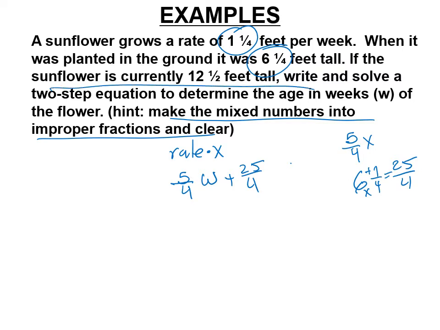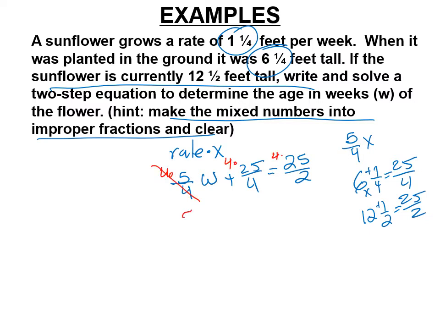We're currently at 12.5. Our total height here is 12.5, right? 2 times 12 is 24 plus 1 is 25. Whoops, 25 halves. I almost thought it was 25/4. So that's 25 halves. All right, so now we have a bunch of fractions. What do we multiply by to clear them? Well, we have 4 and 2, so we multiply by 4.